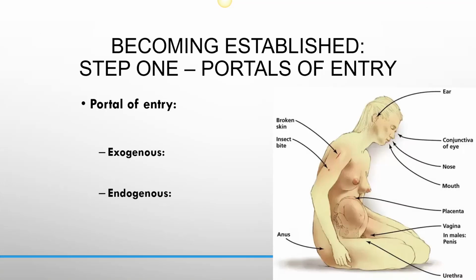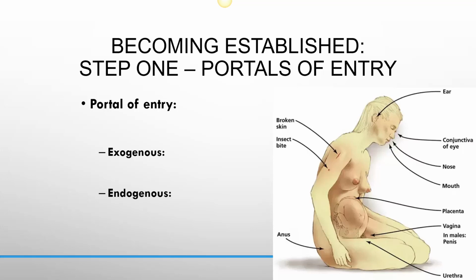So portal of entry. There are a lot of different ways that microorganisms can enter the body. Exogenous would come from outside of the body, and this is the most common. So exogenous infections come from outside of the body. The pathogens were outside and now all of a sudden they're inside.